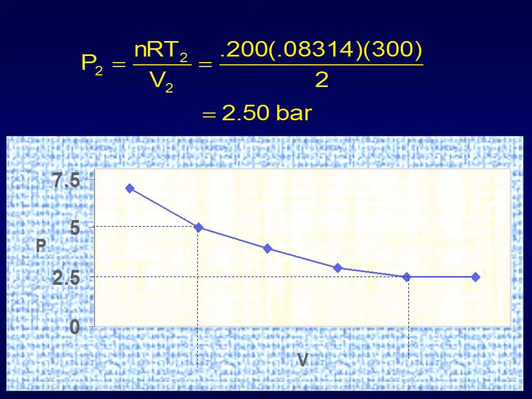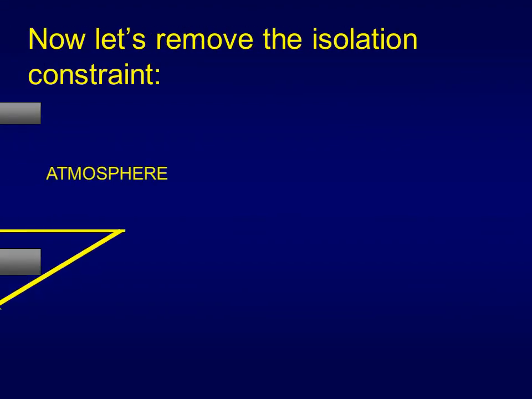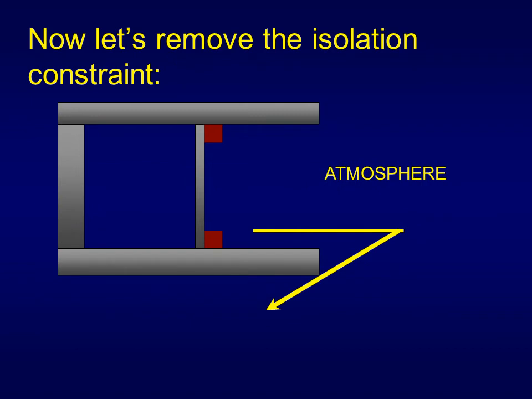By the time the volume becomes 2, the pressure is dropped to 2.5. So all at constant T. Again, this is an isotherm. Now let's remove the isolation constraint, and let's allow the piston to push back against the atmosphere.